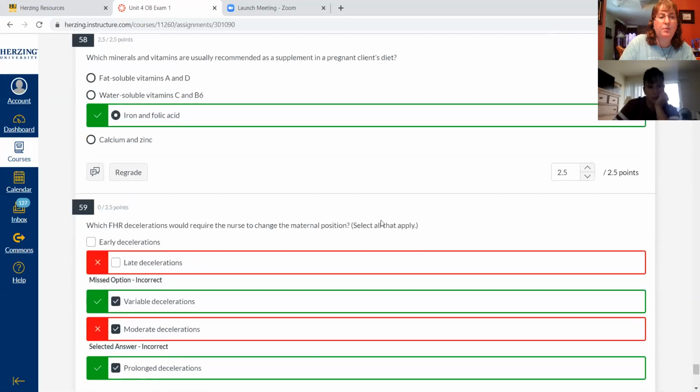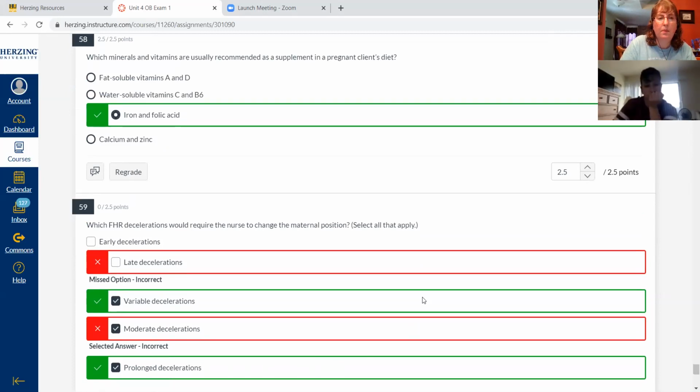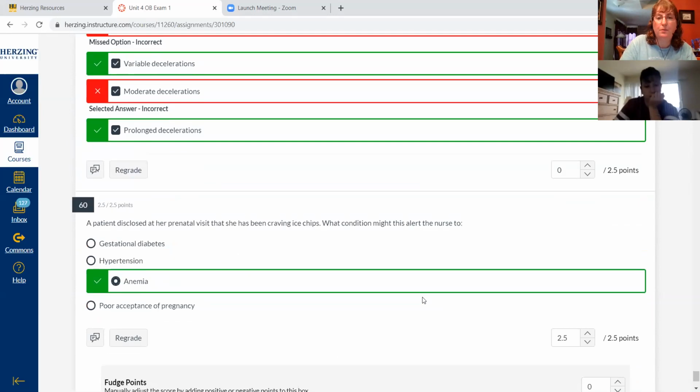And then which moderate deceleration, that's the fetal heart rate deceleration, would require the nurse to change the maternal position? Okay, so this was a missed one. Late deceleration, so you would want to do that because that's a more concerning fetal heart rate. Variable, definitely. Moderate decelerations, this was not one, I believe. And then prolonged decelerations. All right, and then you got the last one.